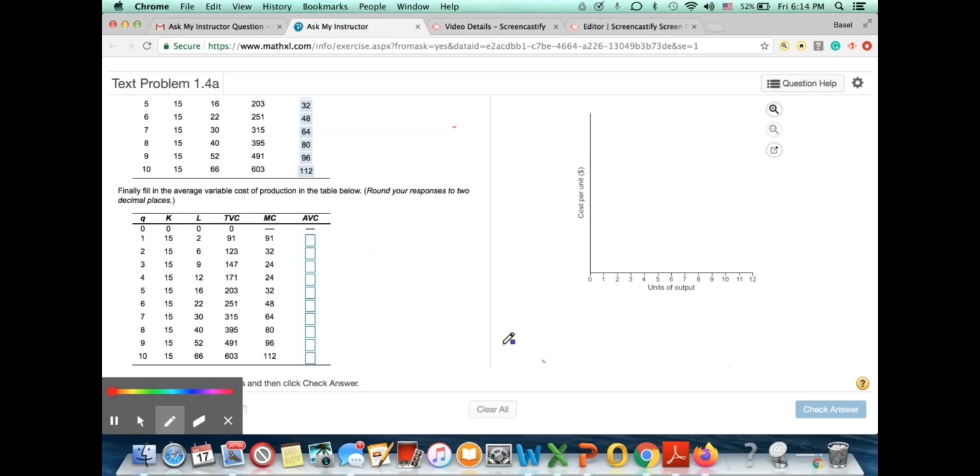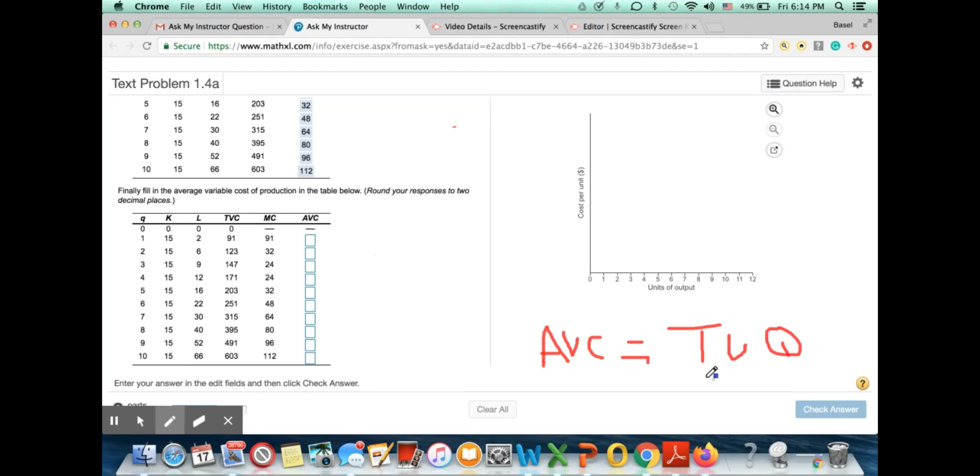Here we go. Just to remind you, average variable cost: you look for the total variable cost, TVC, and you divide it by output, Q.